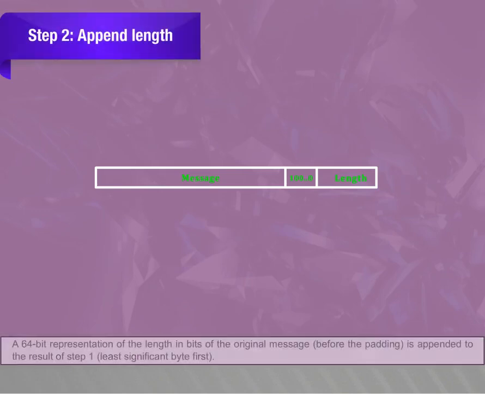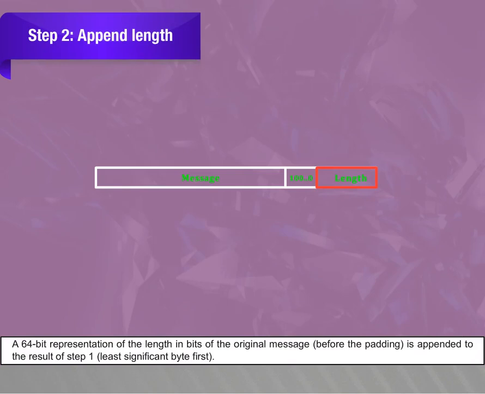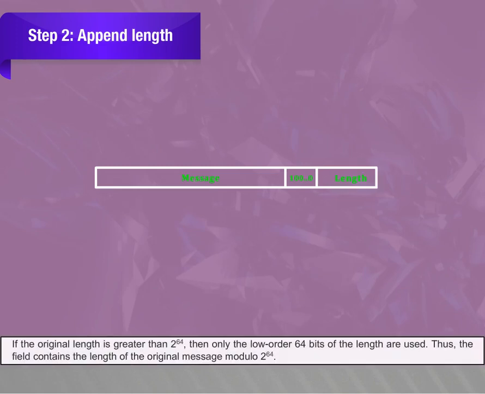Step 2. Append length. A 64-bit representation of the length in bits of the original message before the padding is appended to the result of step 1, least significant byte first. If the original length is greater than 2^64, then only the low-order 64 bits of the length are used. Thus, the field contains the length of the original message modulo 2^64.